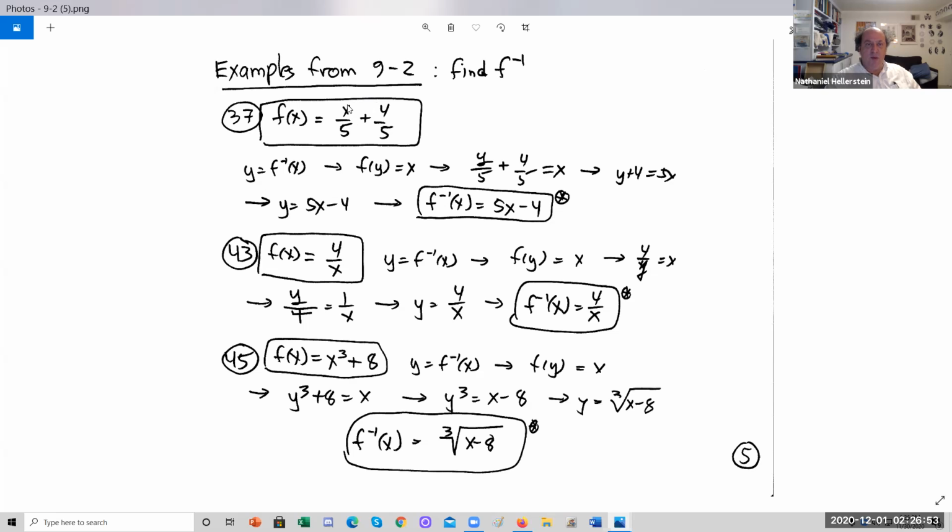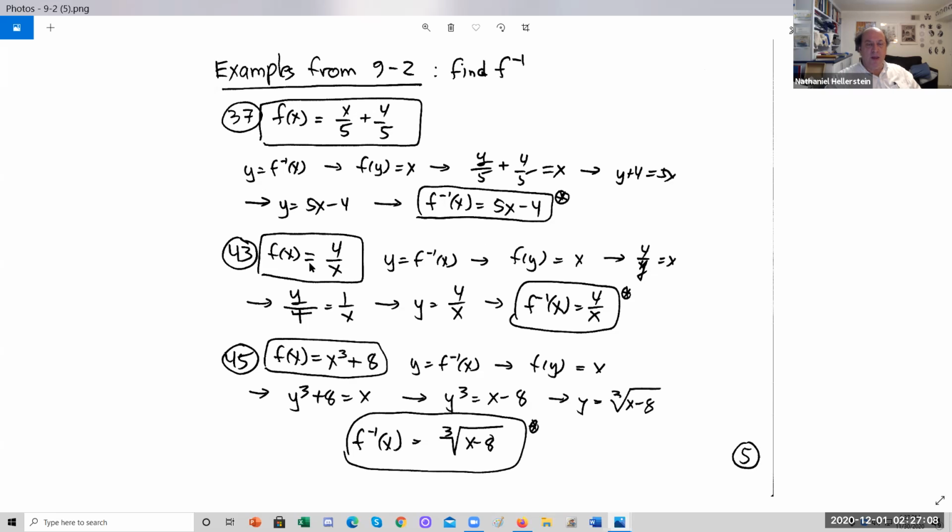You can think of that if you put the x plus 4 in the numerator, so x plus 4 over 5, it first adds 4 and divides by 5. This one multiplies by 5 and then subtracts 4. Reverse operations in reverse order.